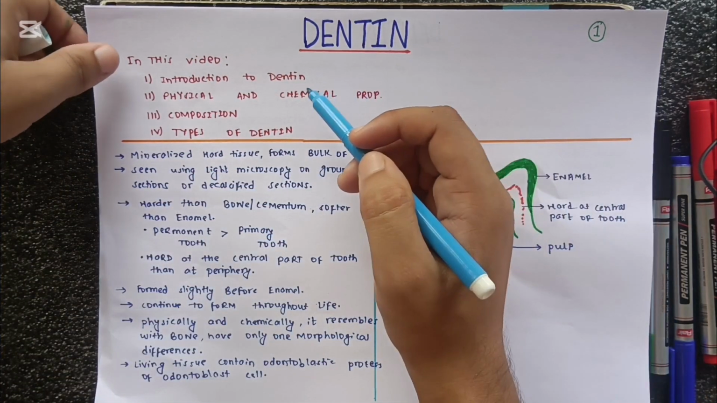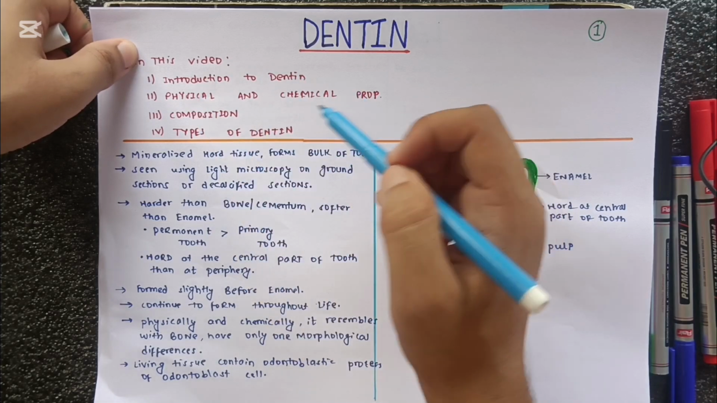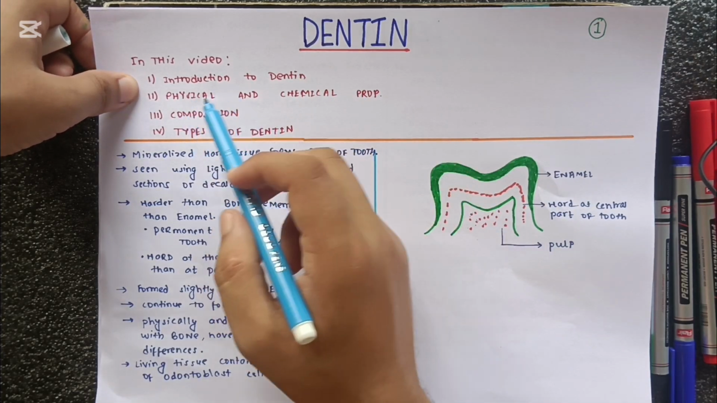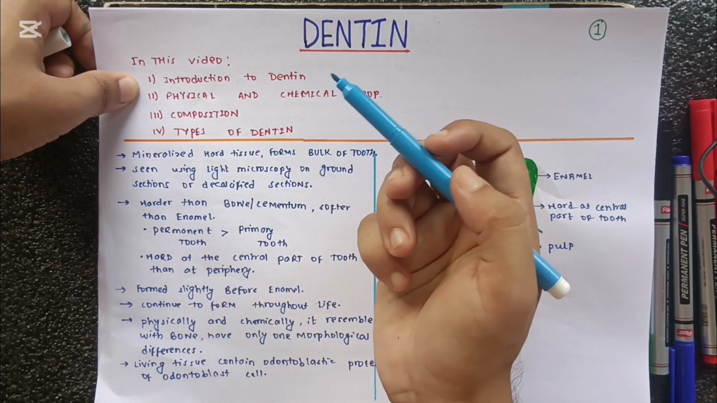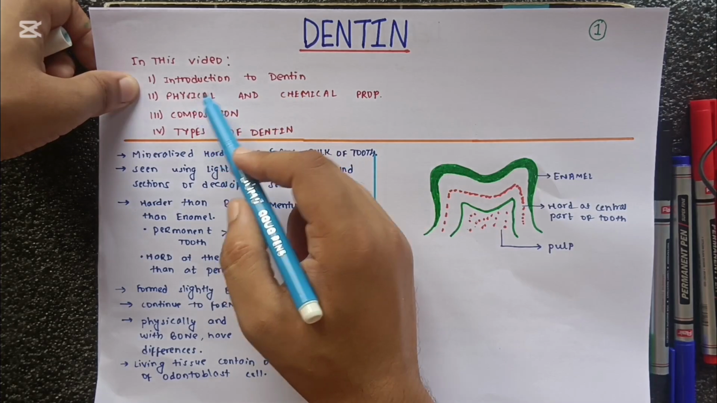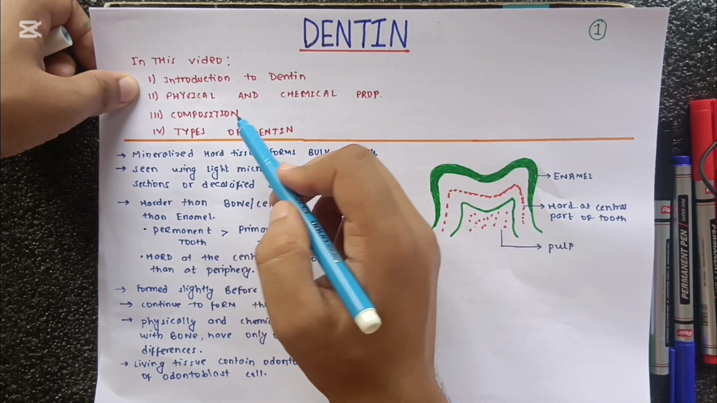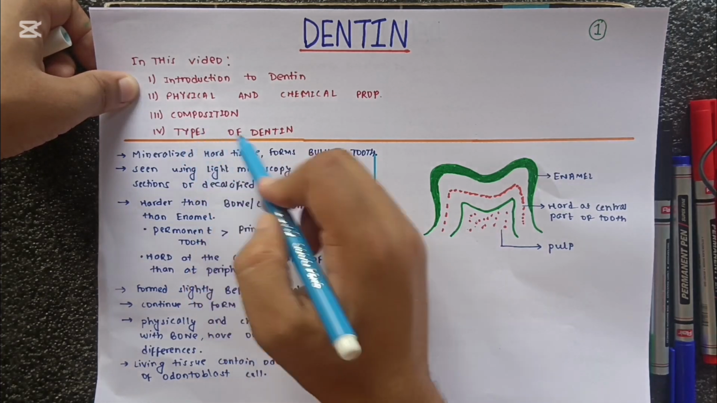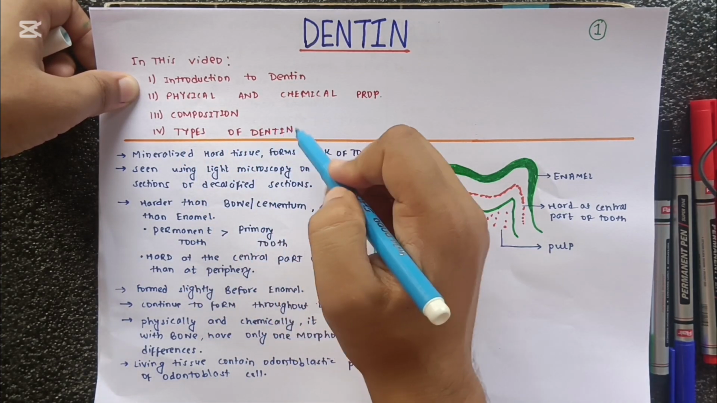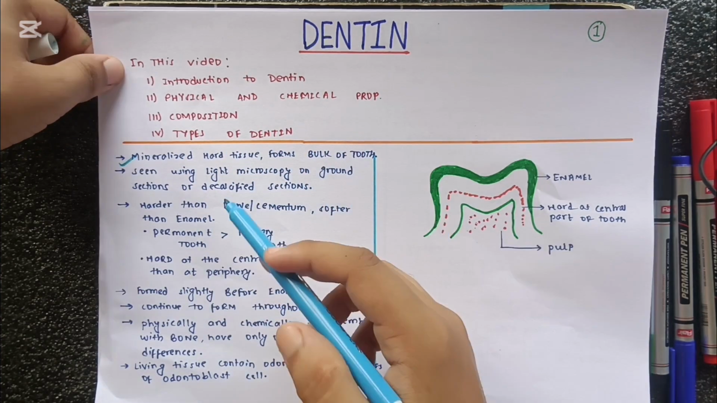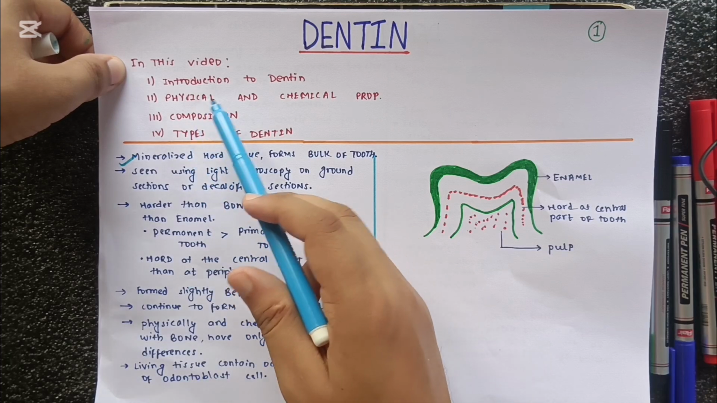So the content of this video: we will be discussing the introduction to the dentin, what it is, and we will understand that. Similarly, the physical and chemical properties of the dentin and the composition of the dentin. Similarly, the types of the dentin also we will discuss in this video. So the first section is introduction to the dentin.